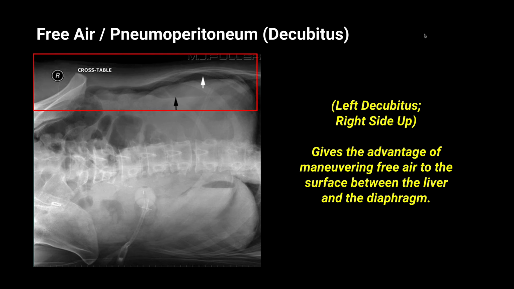If you were to invert this 180 degrees and place the right side of the body touching the table, what you'd see is obviously that free air would move up towards where the stomach is, and it can be extremely challenging to distinguish between air that is in the stomach, which is a normal finding, versus air that is outside of the stomach as well. So for this reason, left decubitus position is preferred if you're looking for free air, and it makes you more sensitive to be able to detect smaller amounts of free air.